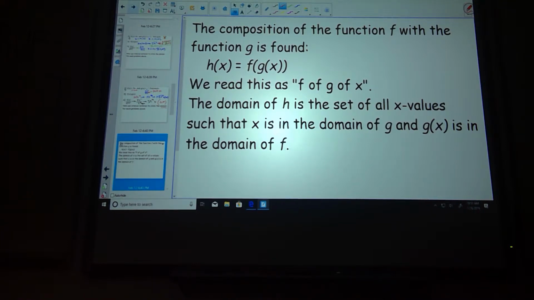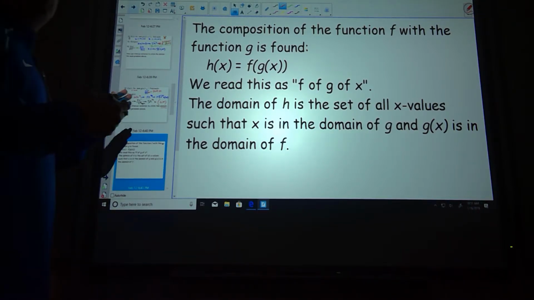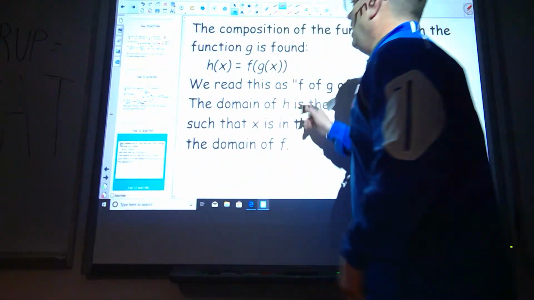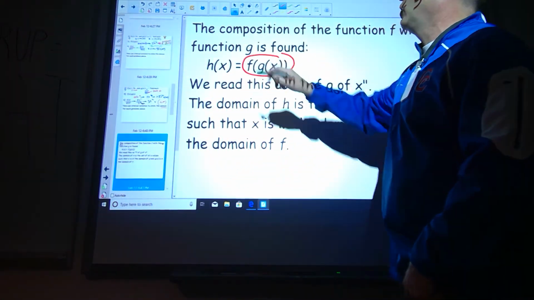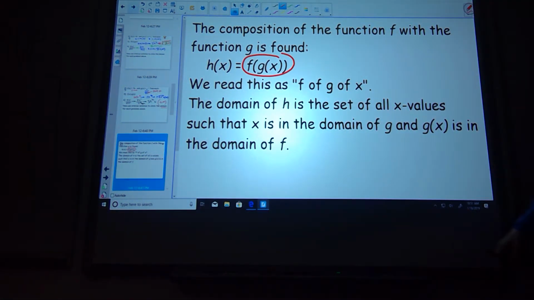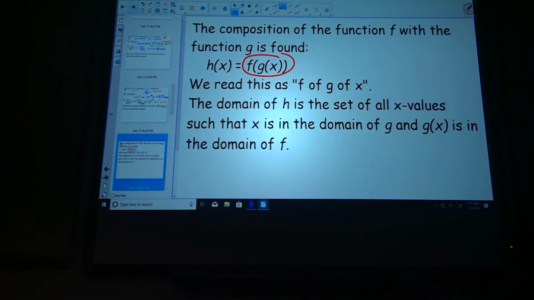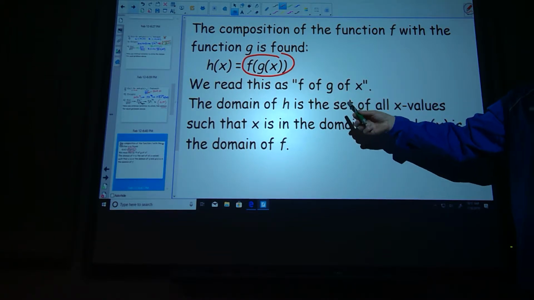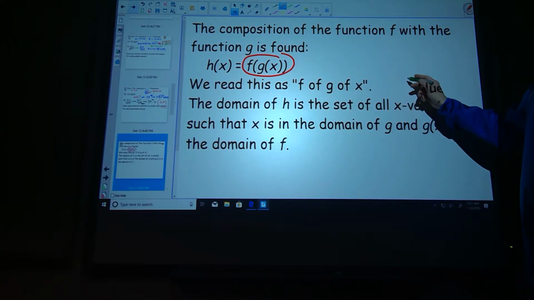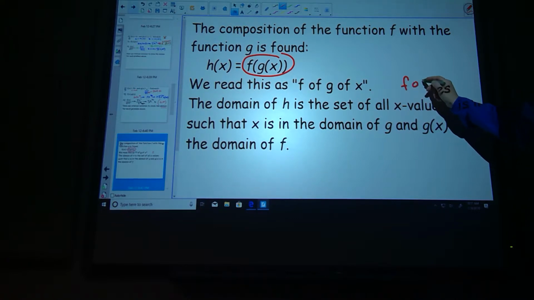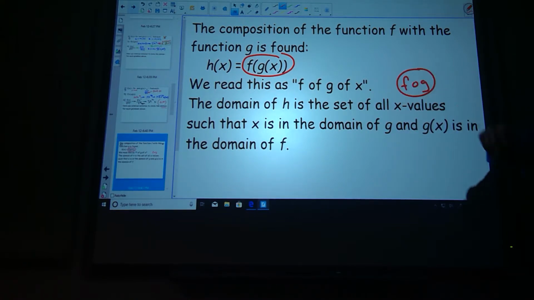Now, we're not teaching this so you can go shop in life. But this means I'm plugging a function into a function. And this is read as f of g of x. So sometimes we call this f circle g. Okay?